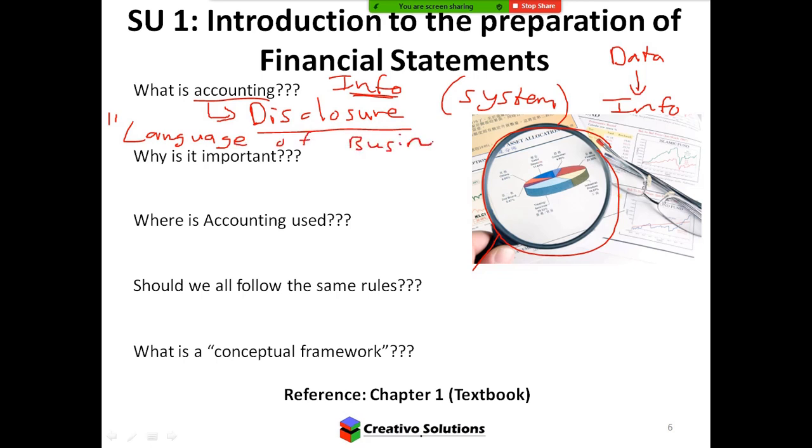Right, so maybe you can speak multiple languages. Why is it important to speak the language of accounting? Well, it's because of business and the transactions, the information, the analysis that we need to do for this particular subject.